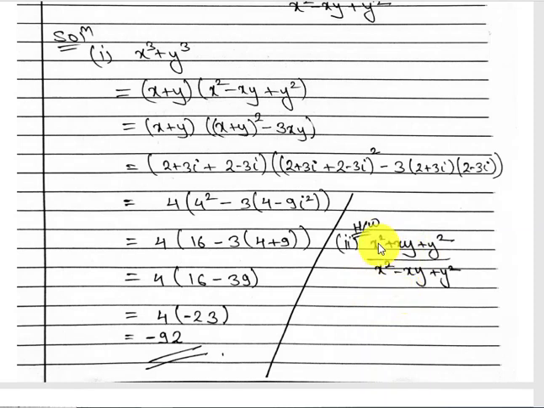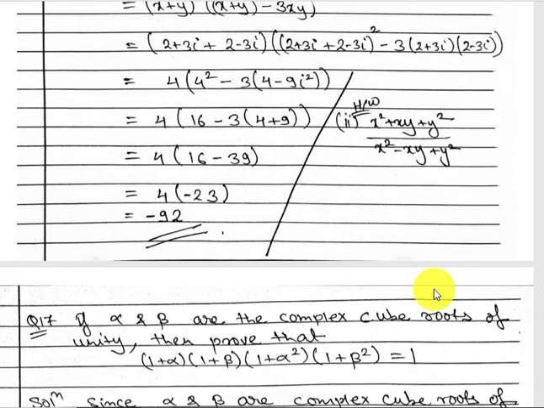In the numerator you have got x square plus xy plus y square. You have to try to write this in terms of x plus y whole square type. Here it is x square minus xy plus y square, so you can try to write this in terms of x minus y whole square, and then substitute the values of x and y. So try this by yourself.